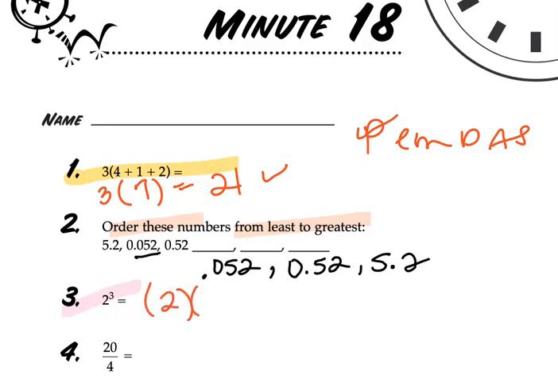All right, next we have 2 to the 3rd power, which we view as 2 times 2 times 2. 2 times 2 is 4. Bring over the remaining times 2. 4 times 2 is 8.